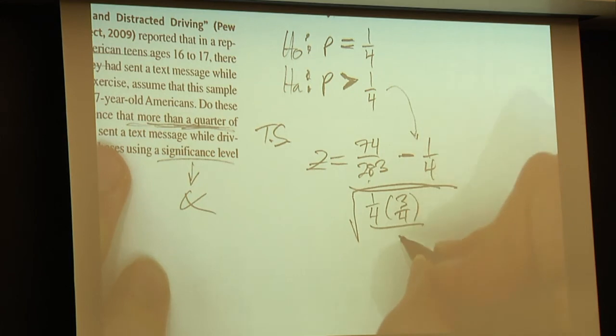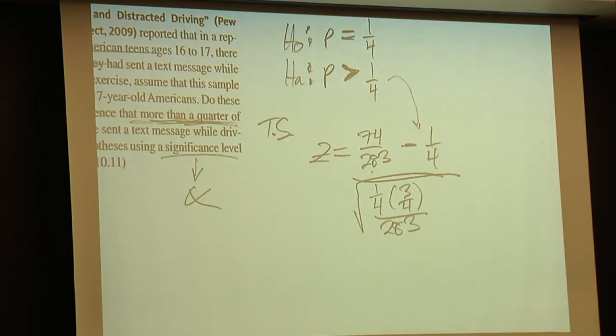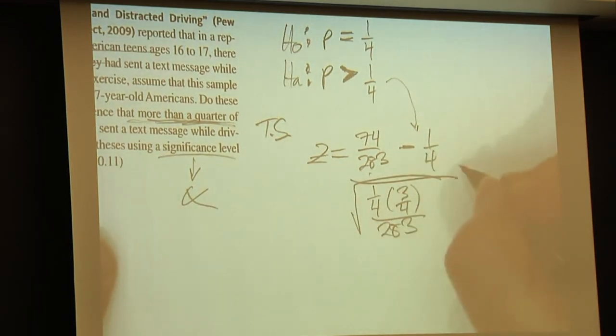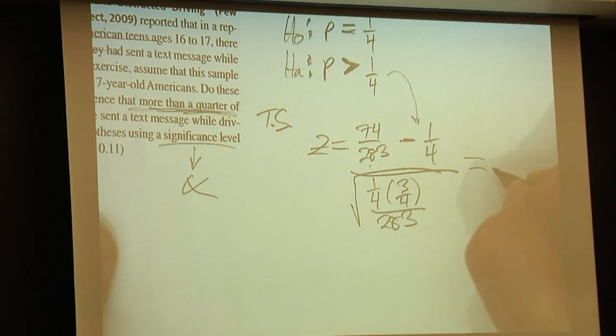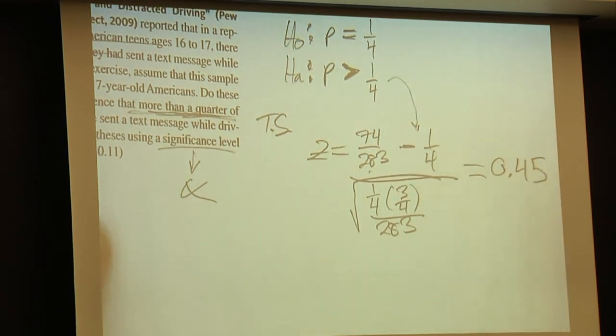Excuse me, 283 for our n, right? And that's just from over here. Our n was 283. They gave that to us subliminally, kind of. So we filled in all of our numbers. We do math, ready, set, go, and I got 0.45. Hopefully you get that too, okay? So that's what my math came out to. So our z for this test statistic is 0.45.